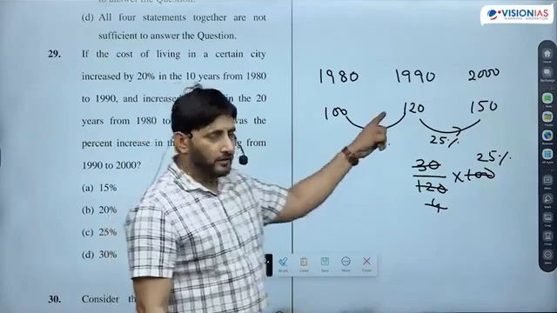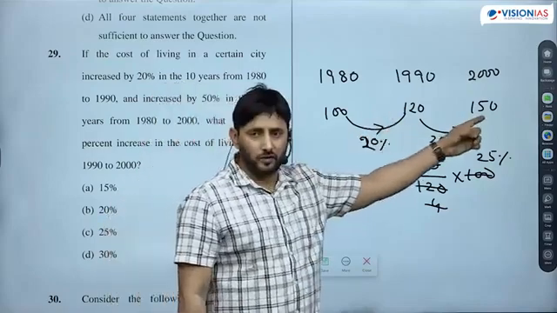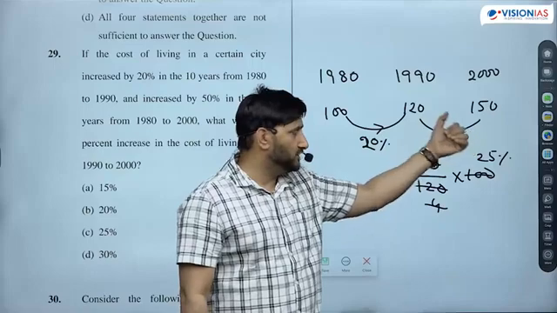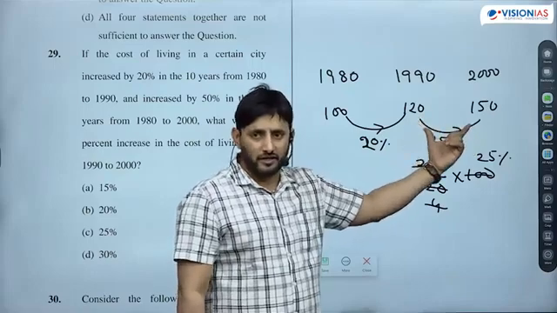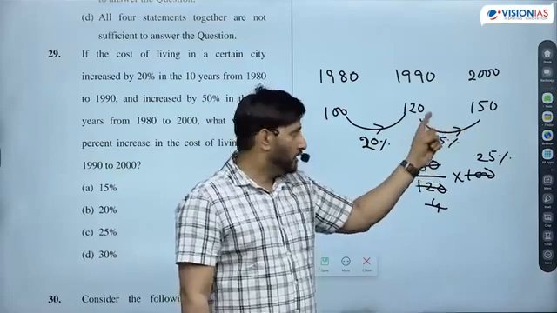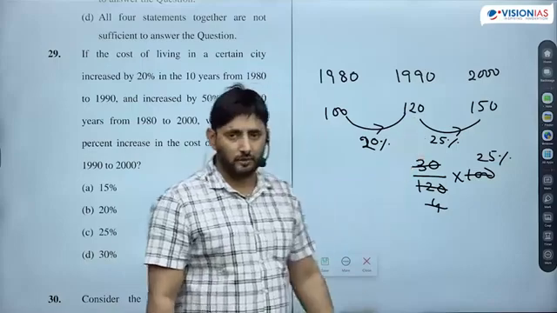100 becomes 120. Now 120 has to become 150. How much percentage increase is there? A student may think that since the increase is 30, it will be 30%. No. Here the reference is 120. 30 upon 120.